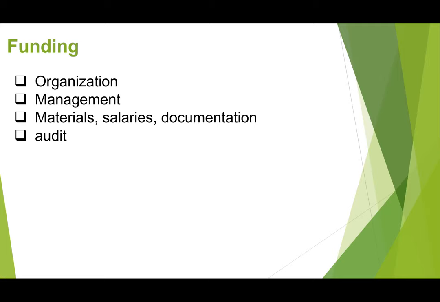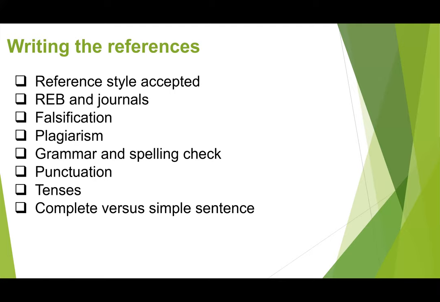You need to write about funding. Which organization is funding you? How are you going to manage it? Where will the money be saved? What materials are you going to buy? Are you giving salaries for research assistants? You need clear documentation, and you should always be ready for an audit from an audit organization when you have money funding your research.